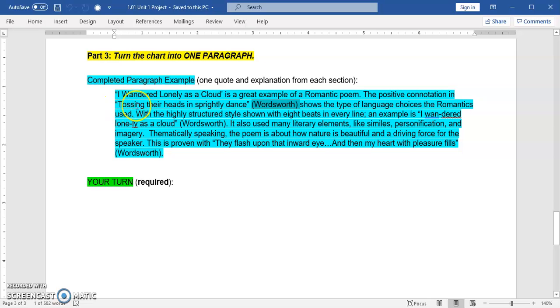So here we've got tossing their heads in sprightly dance. Who said that? That was Wordsworth. And then the explanation of what it is. You can also do it backwards where you explain and then say what the quote is, but then you'd still put Wordsworth at the end and then put the period after the last name of the author in parentheses.